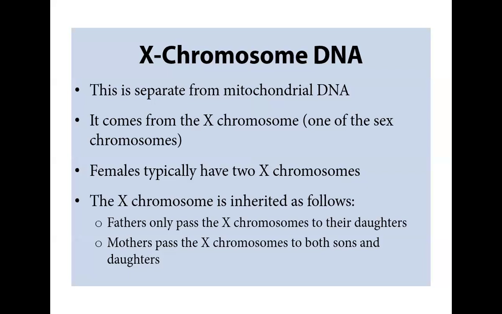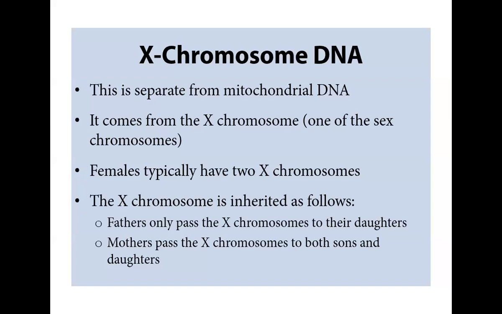Another type of DNA that exists is the X chromosome DNA. As I mentioned, the X chromosome is one of the sex chromosomes. This is different from the regular autosomal DNA, which looks at the 22 chromosomes. The X chromosome is passed down to everybody. Females have two copies of the X chromosome, and males have one because they have a Y as well.